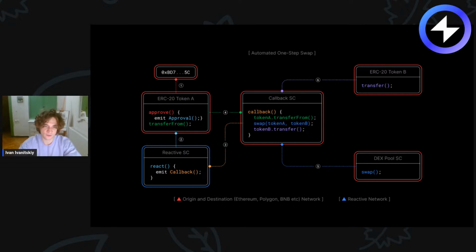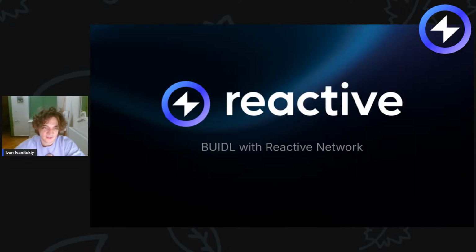I wanted to showcase it on this use case so that you will be able to understand that for your application, you will need at least a reactive smart contract and a callback smart contract. And also, obviously, you can find all of those in our docs, which I will be showing shortly in our docs and GitHub, obviously. Okay, so this is the last slide.